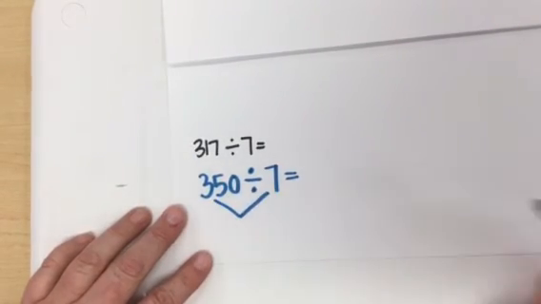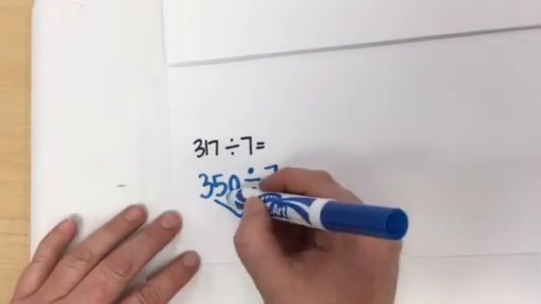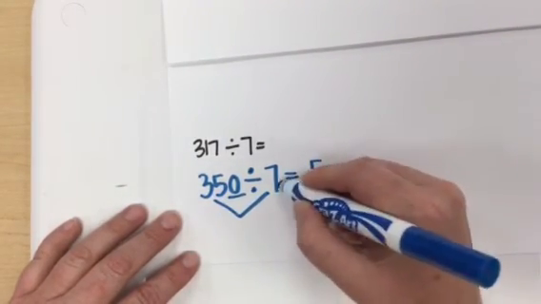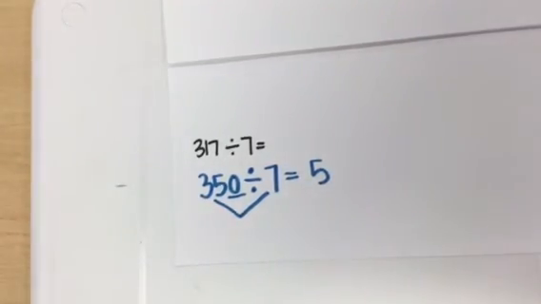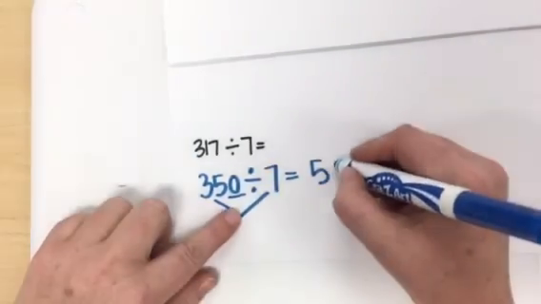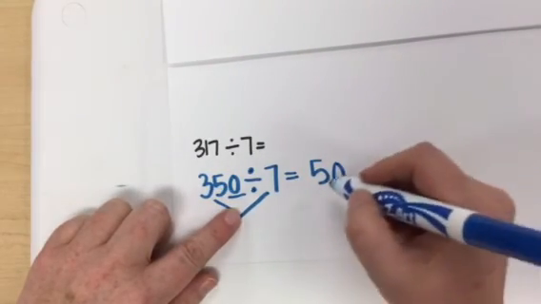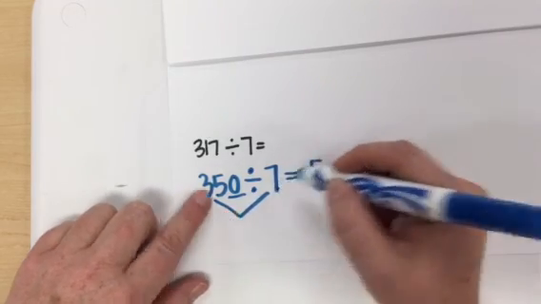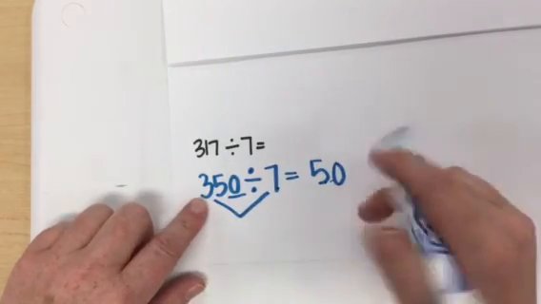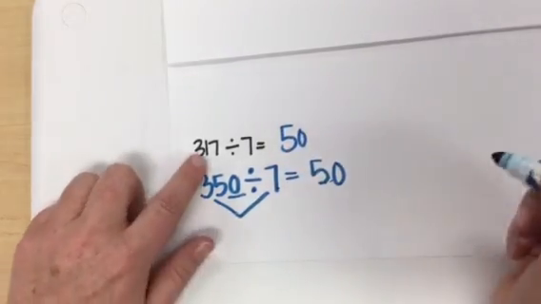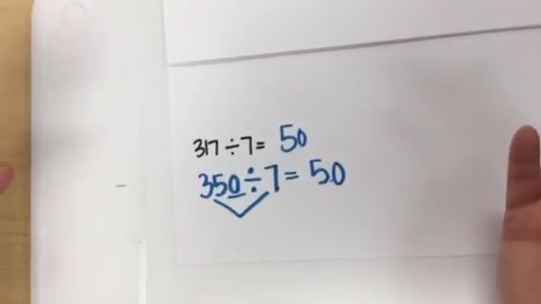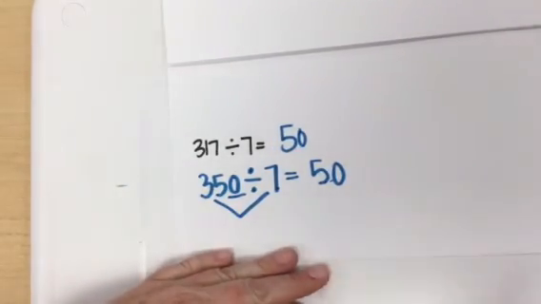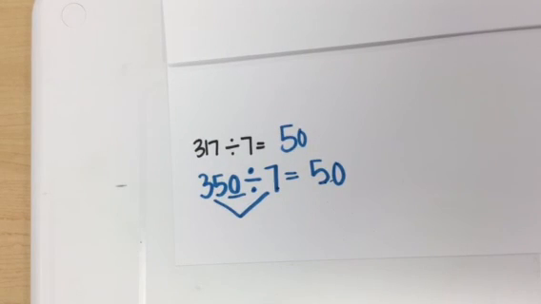So 35, we can ignore this 0 for now. 35 divided by 7 is 5. I know that because 7 times 5 is 35. And I ignored a 0, so now I have to add one back on. And so 50 times 7 equals 350. And then 50 right here. 317 divided by 7 is about 50. That's my estimation. I think that's all you need to know for rounding, estimation, and compatible numbers.